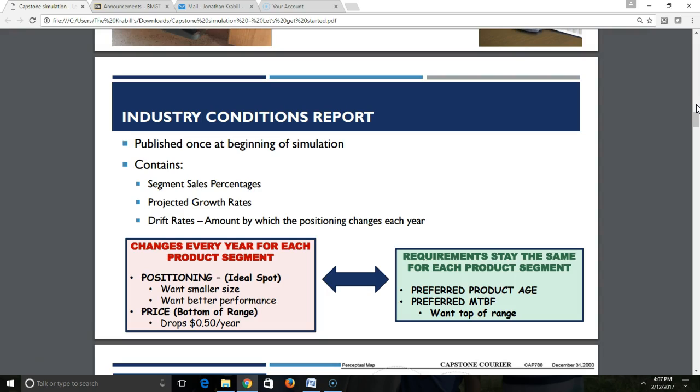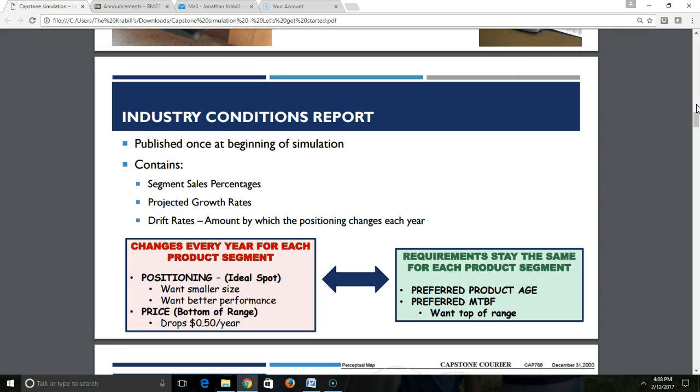Positioning, we want smaller size, we want better performance. We're going to have to figure out what that means on a case-by-case basis. And also, we have to look at the price, right? It's going to drop 50 cents per year, and that is an industry standard. Requirements that stay the same. We don't need to worry about the preferred product age. We don't need to worry about the preferred mean time before failure as well. Obviously, we want better from those capacities.